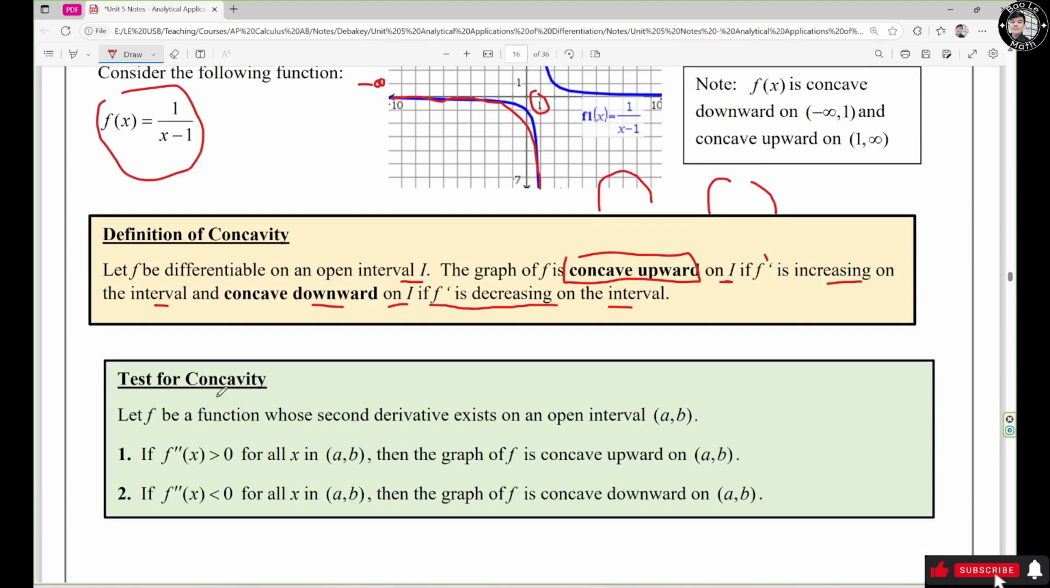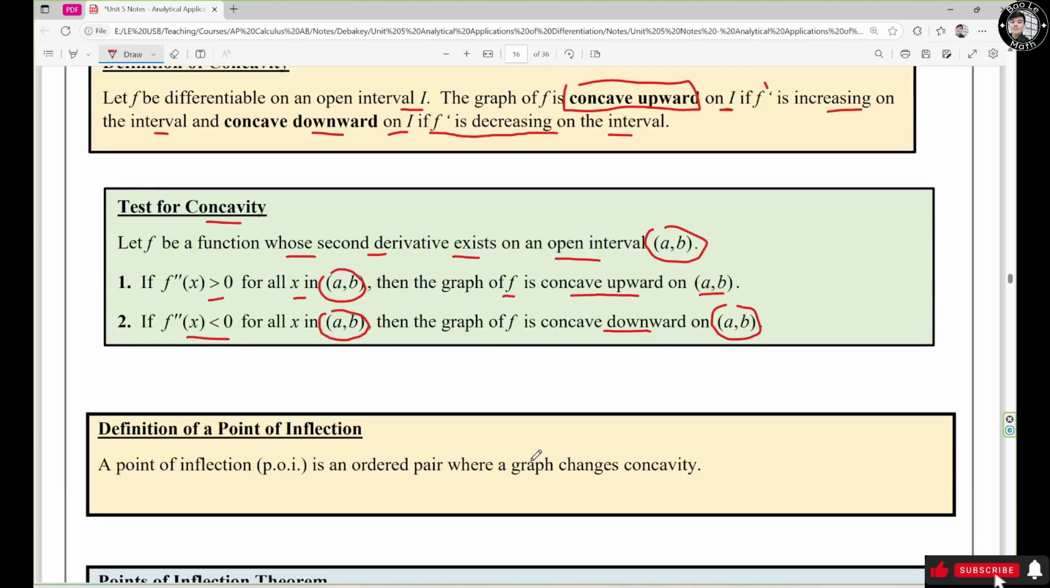Now, test for concavity. Let f be a function whose second derivative exists on an open interval (a, b). If f double prime of x is greater than 0 for all x in the open interval (a, b), then the graph of f is concave upward on that interval. If f double prime of x is less than 0 for all x in the open interval (a, b), then the graph of f is concave downward on the open interval (a, b).